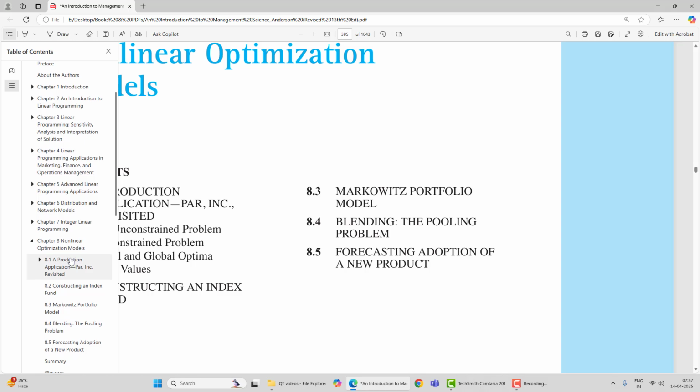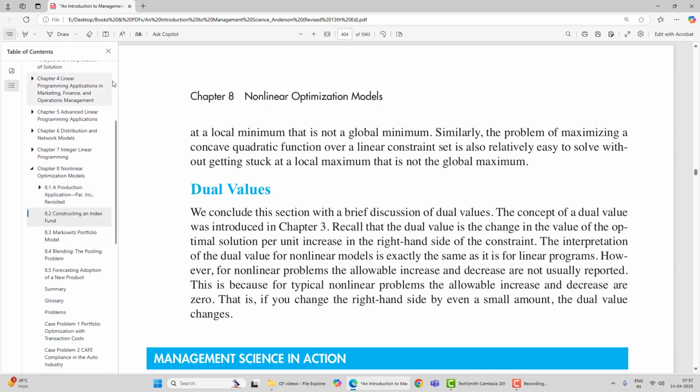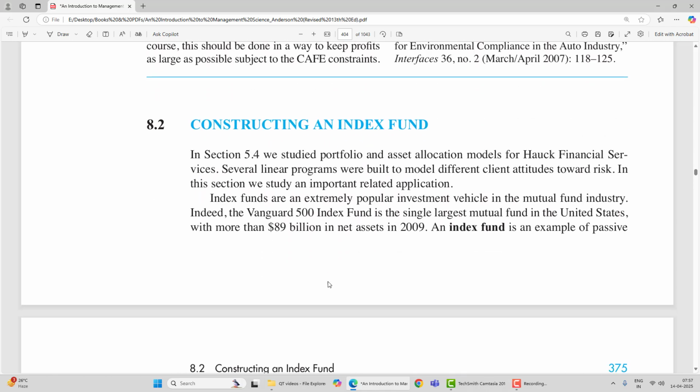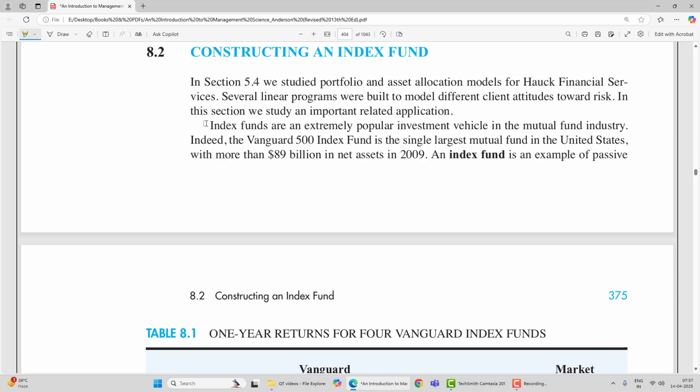Let us proceed to the constructing an index fund problem. So the case goes like this. Just for background, index funds are an extremely popular investment vehicle in the mutual fund industry. Indeed, the Vanguard 500 index fund is the single largest mutual fund in the United States, with more than $89 billion in net assets in 2009, and right now it may be much more than that.